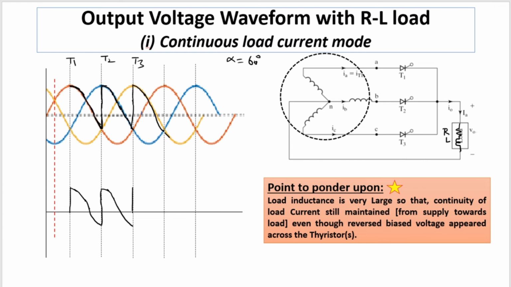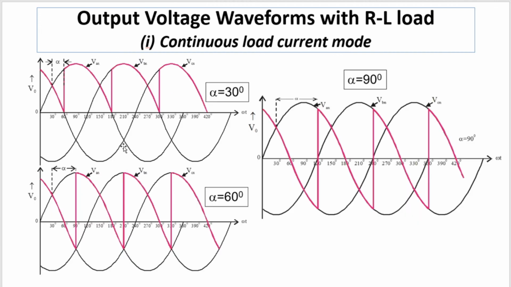So the waveforms are a bit different. However, the total conducting duration of a thyristor remains 2 pi by 3 for each thyristor. For RL load, for alpha equal to 30, this is the waveform. For alpha equal to 60, we have already discussed, these are the outputs, and for alpha equal to 90, the output corresponding to this pink envelope is clearly seen.